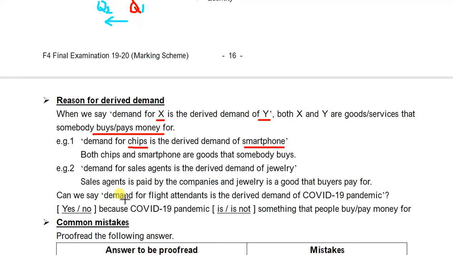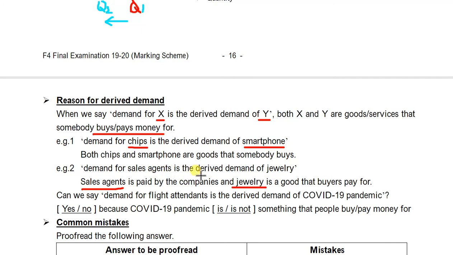And the second example is we can say that the demand for sales agents is the derived demand of jewelry. So jewelry here is actually something that the buyers pay for, right? At the same time, because the buyers buy this, in the shop there should be some sales agents helping the transaction, right? And that's why we have the companies paying for the sales agents. That means both the sales agents and the jewelry are something that somebody pays for, and we can use the sentence to explain their relationship.